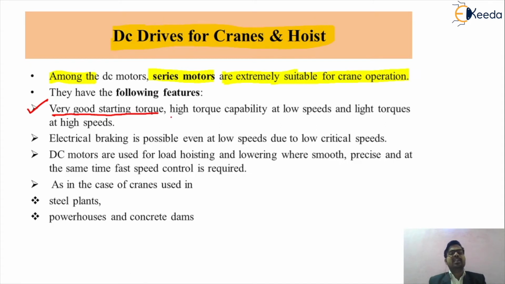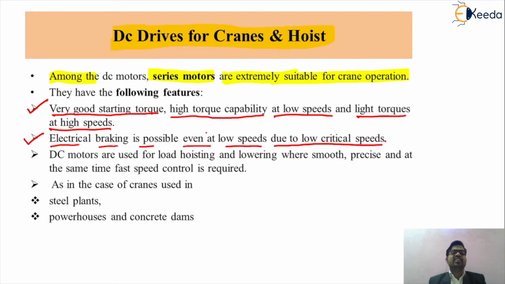Then the second important part is high torque capability. Due to that, the DC series motors are preferred at lower speed and light torques at a higher speed. This is a very important property that is useful for cranes and hoists. Then the next feature is that electrical braking is possible even at low speeds due to low critical speed. While selecting this DC series motor for a particular application, the creep speed will be possible with the DC series motor.